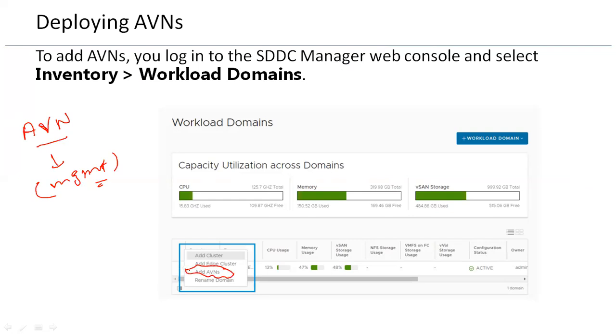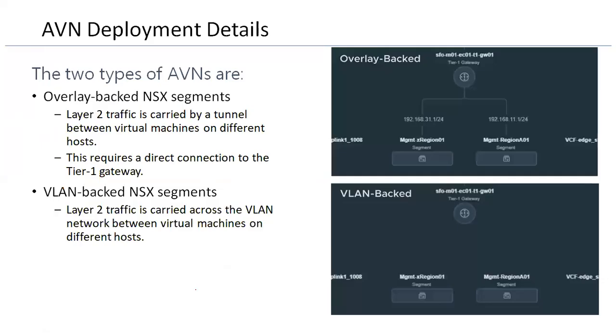Under the add AVN section, when you start, it will automatically ask you for the cross-region AVN and the local AVN instance, and you have to give all the details. Further, there are two types of AVN you can create, overlay-backed and VLAN-backed. Overlay-backed is layer 2 traffic that follows Geneve encapsulation, and VLAN-backed is typically VLAN-based traffic.